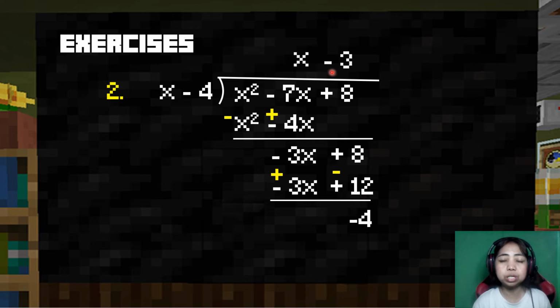Bali, ang pinaka-quotient natin is x minus 3 minus 4 over x minus 4. Kaya lang, ang nawawala natin, di ba, eto. So, eto lang yung kailangan natin i-check. Very good.